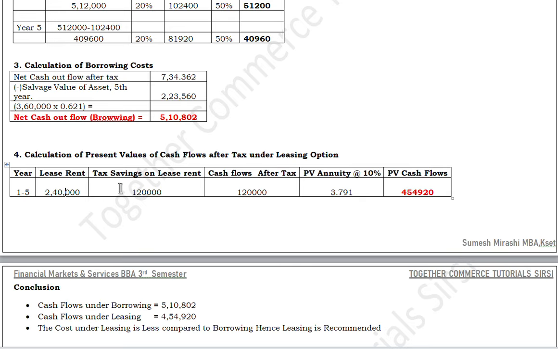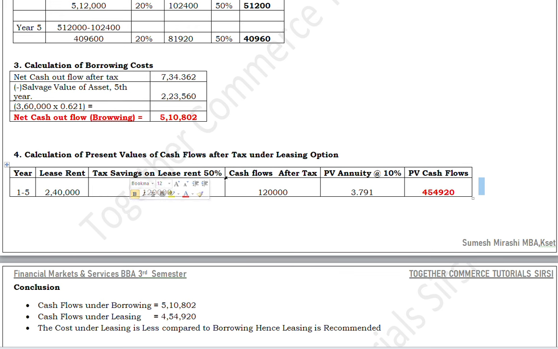Then the third column is tax savings on lease rent. As the tax saving is 50%, let me mention it here. It is given in the question. You can look at it later. When you apply 50% on this 2,40,000, you will get 1,20,000 as the answer. Then the next step is cash flow after tax. So this is nothing but the second column minus third column. Let me make a note of it. Second column minus third column will give you the fourth column.